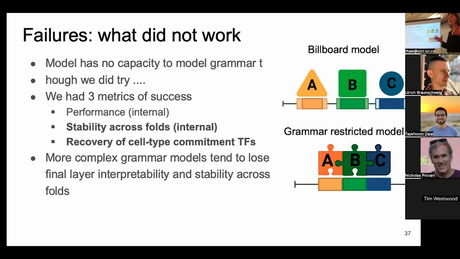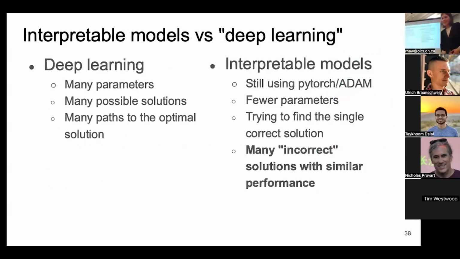But in general, any kind of extra complexity we added, including modeling grammar, we just had failures. You can improve the performance, you can do complicated things, and model performance will go up, but then you will lose the other two things. So that's just an overview of where I think the challenges are here.